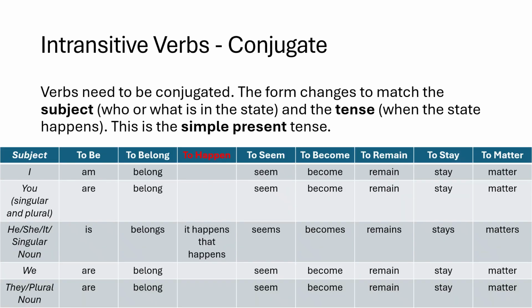Verbs need to be conjugated. The form changes to match the subject, who or what is in the state, and the tense, when the state happens. This is the simple present tense. I will read the verb conjugations to you. Notice that in the third person, he, she, it, or a noun, the verb changes form and has an S at the end.